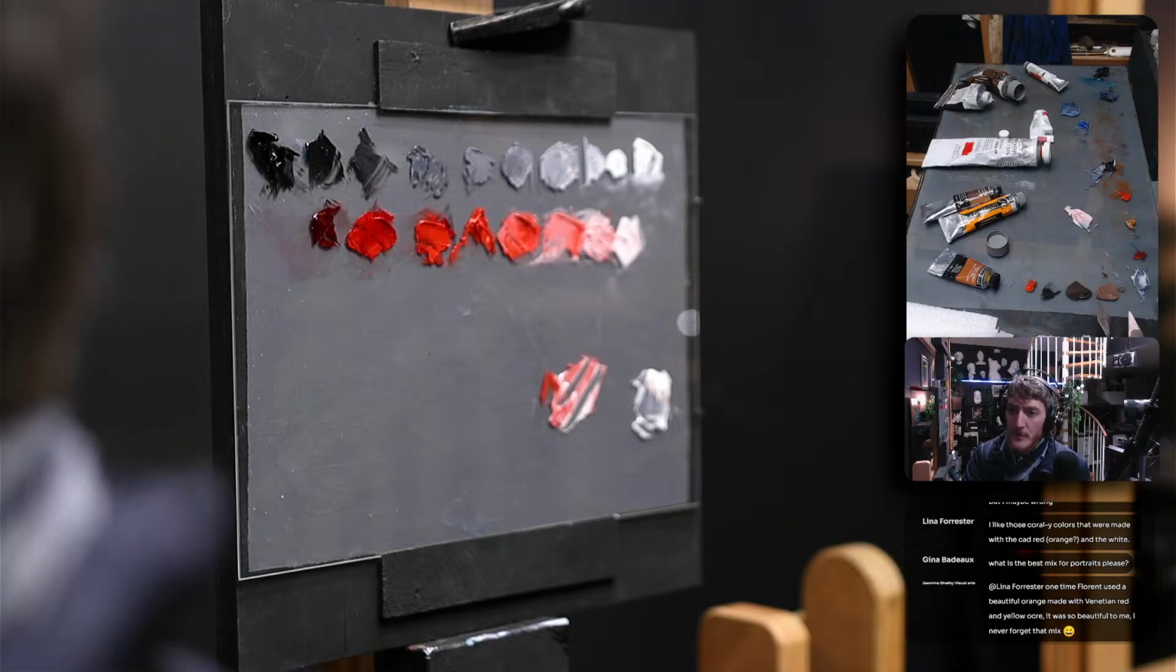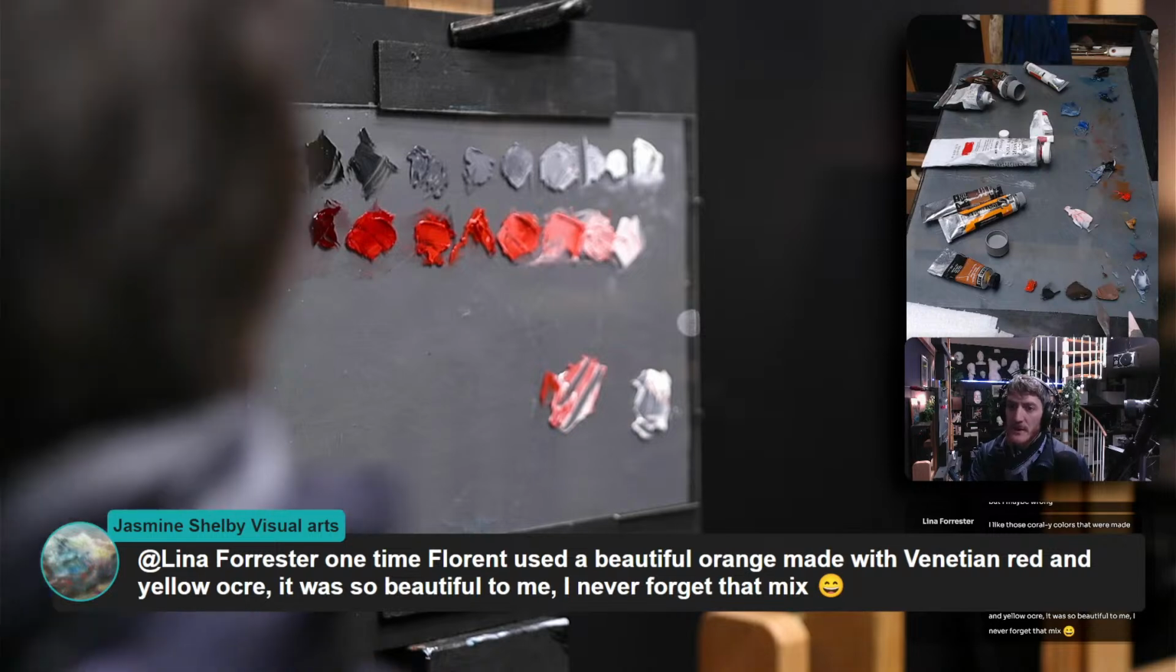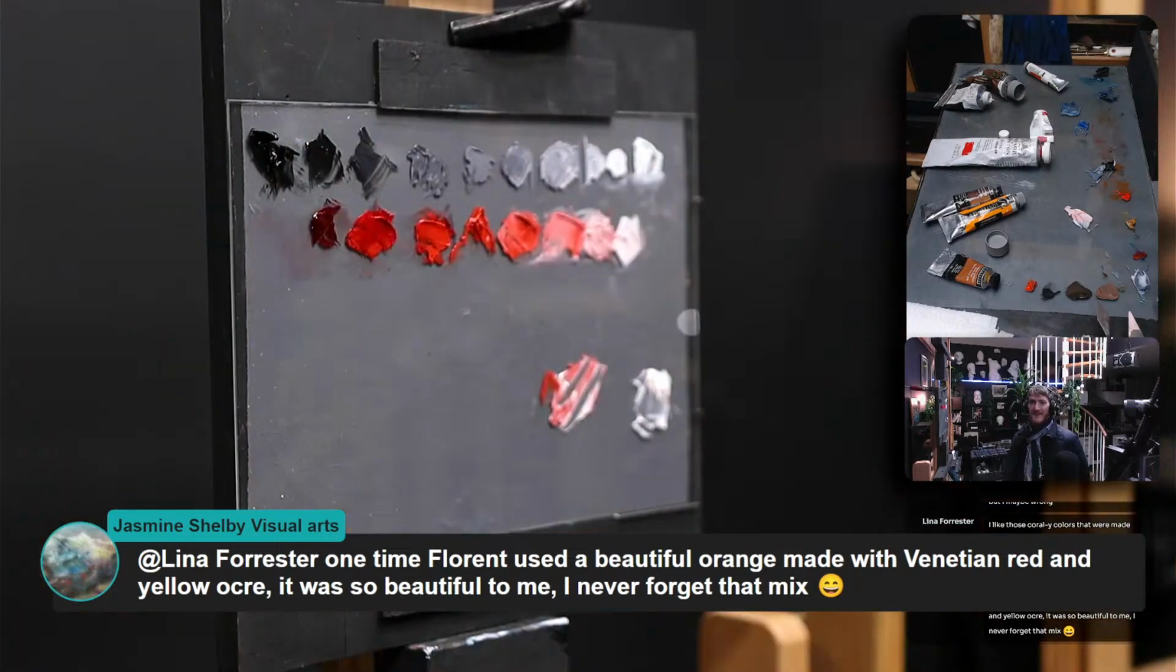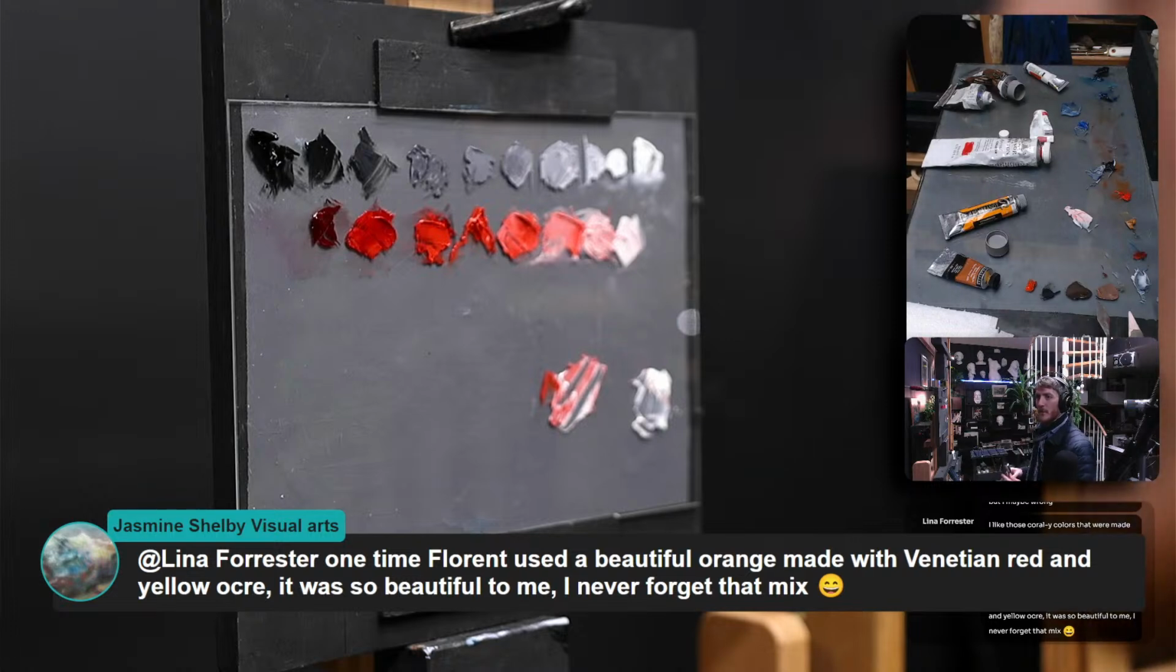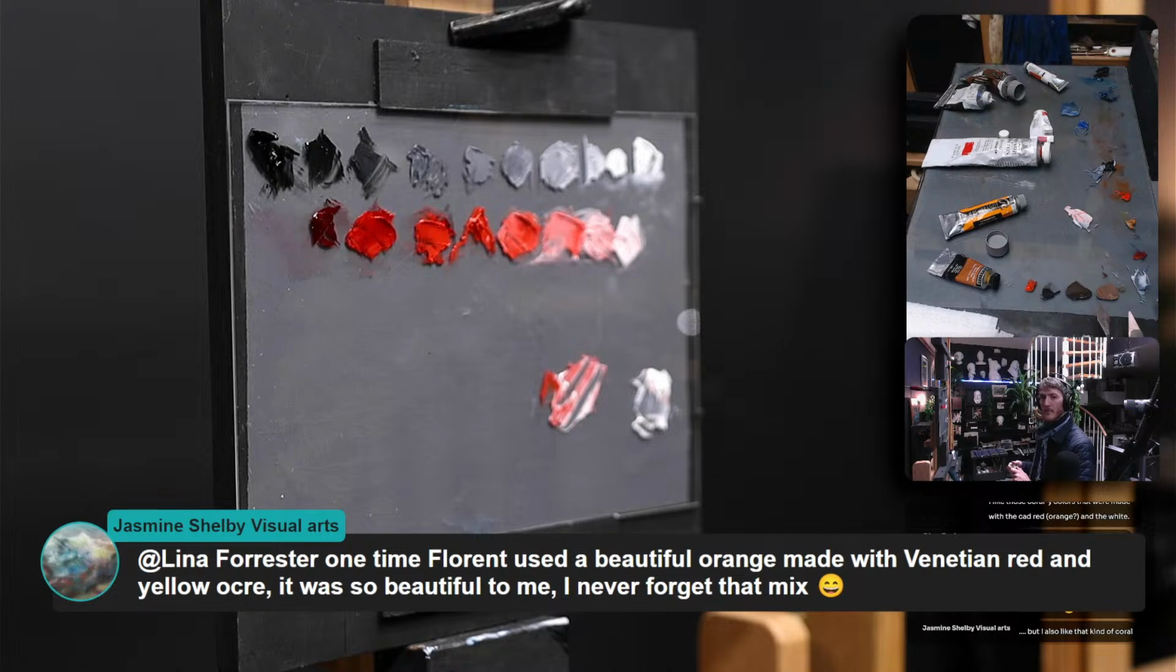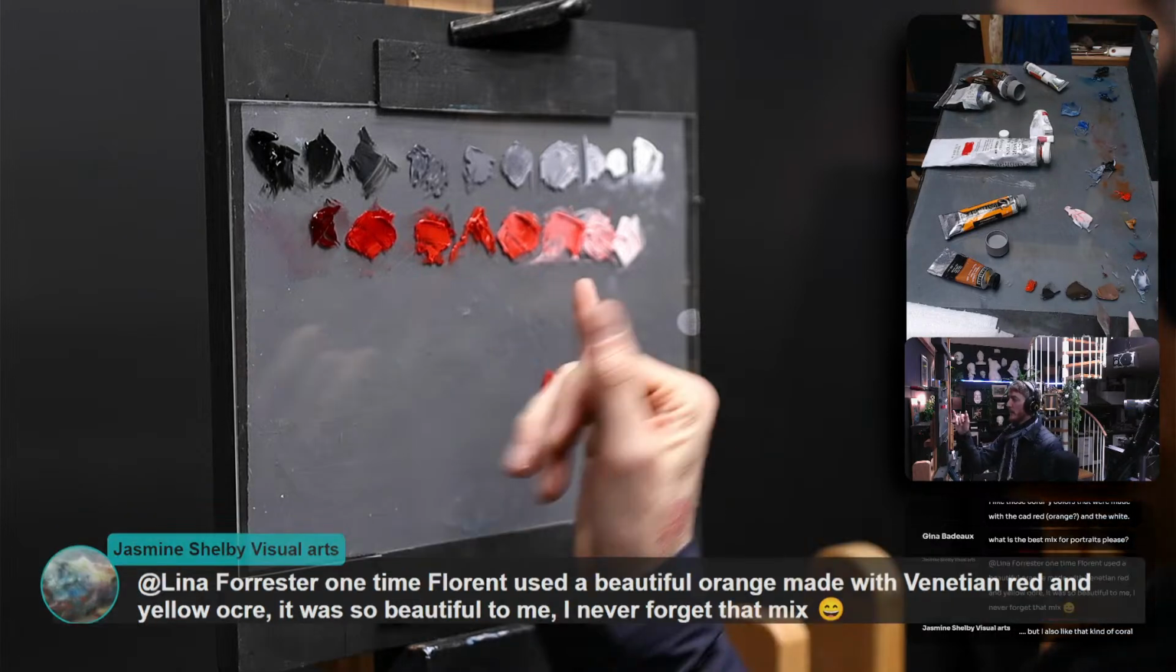One time, Florent used a beautiful orange made with Venetian red and yellow ochre. So beautiful. Yeah, I really love Venetian red. It is one gorgeous color. I made it earlier today actually for my painting. This one is definitely more punchy.